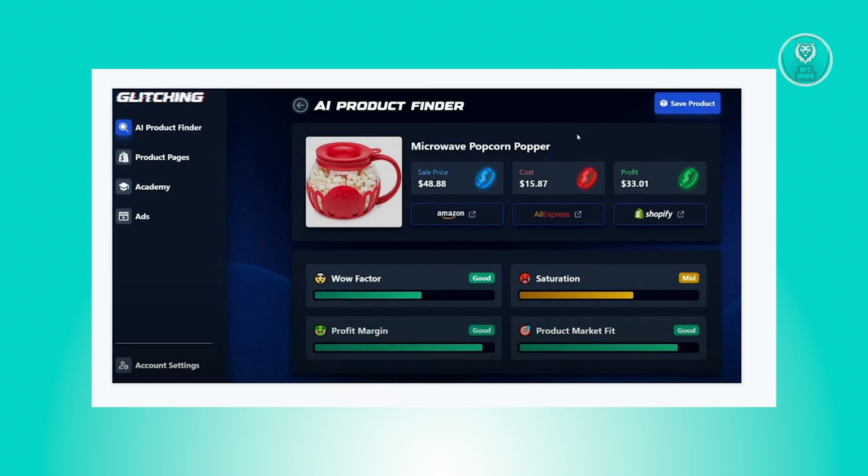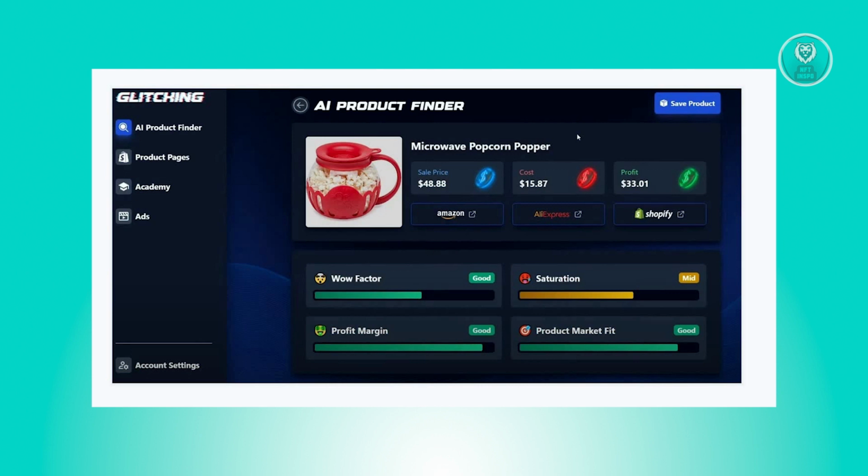This also includes some AI generated details that you might want to consider, for example the wow factor, which indicates how amazing the product is and how much it might attract the attention of potential customers. We also have the profit margin, which shows how much you could gain or profit from this product. We also have the product market fit as well as the saturation.